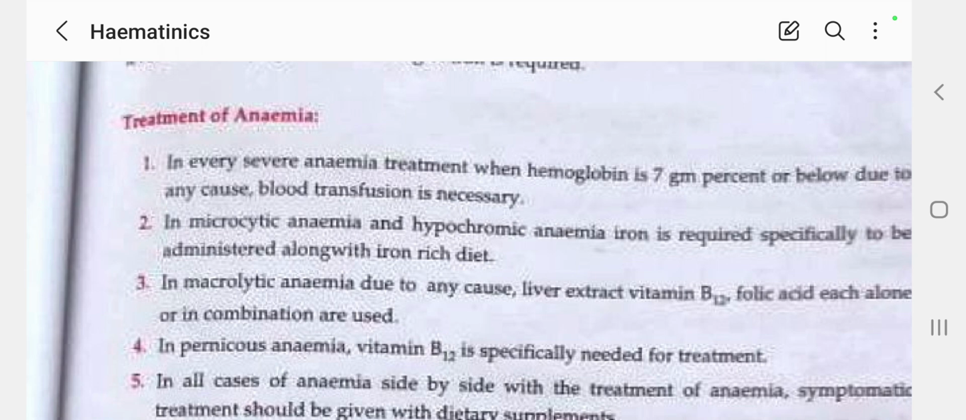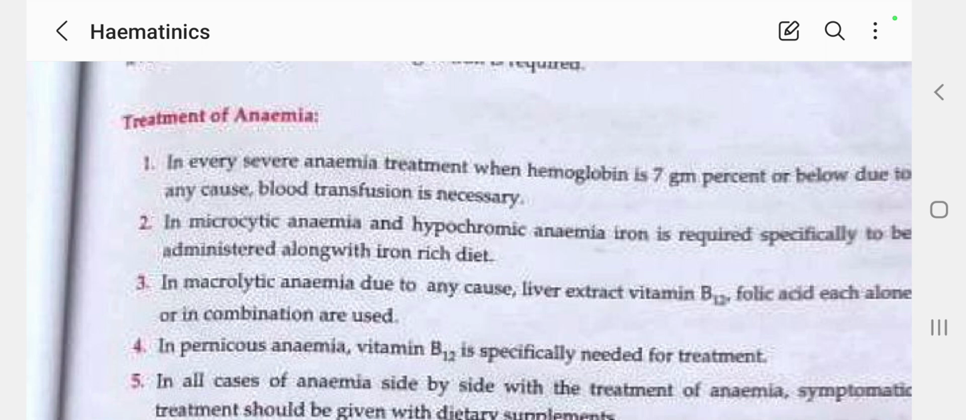Then in case of microcytic anemia, treatment should be administered along with an iron rich diet. For macrocytic anemia, due to any cause, liver extract, vitamin B12 and folic acid, each alone or in combination, can be used.